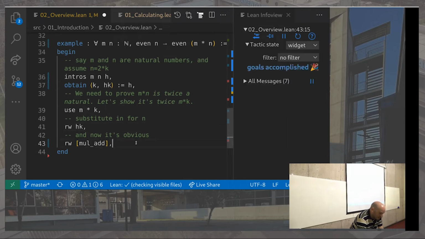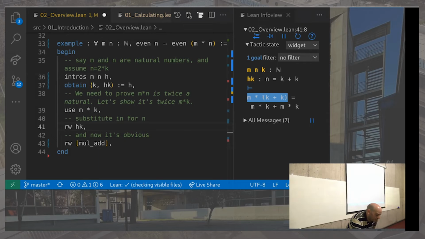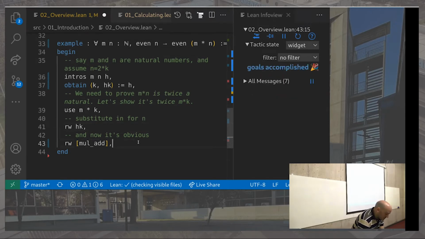And you see that if you apply the distributivity law to this thing, now the left-hand side became exactly equal to the right-hand side. And so Lean knows that this is true. And you see that the kernel says, I'm happy. And we see goal accomplished.